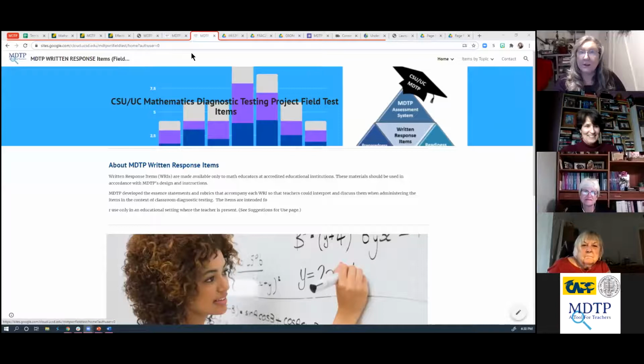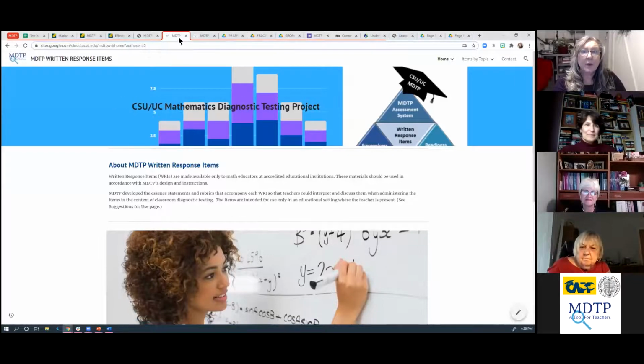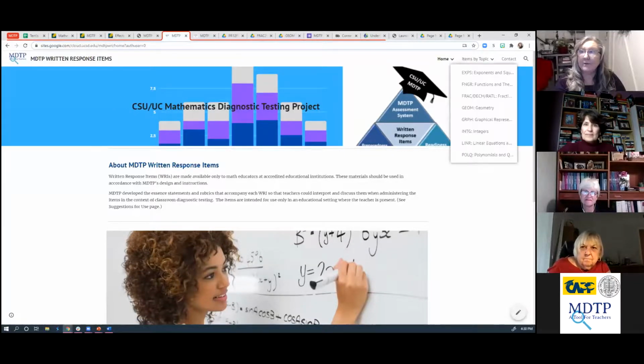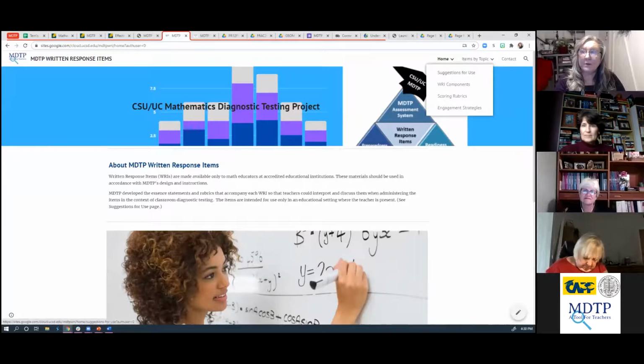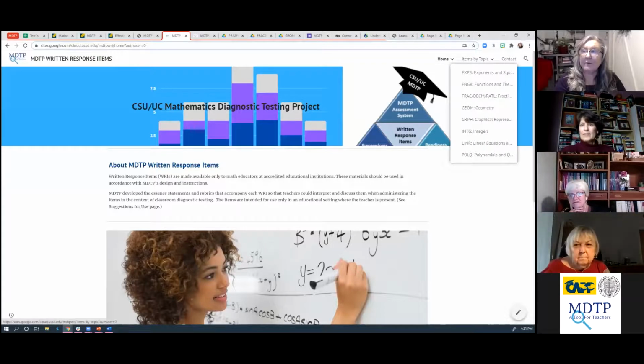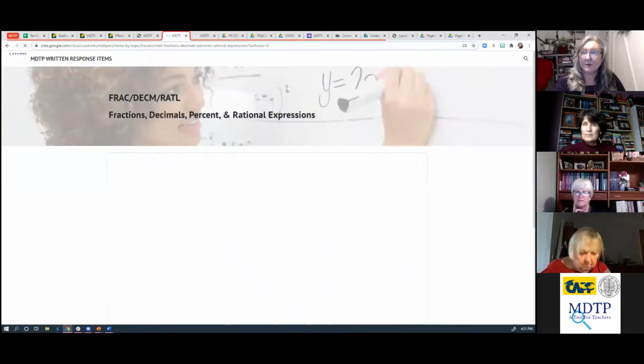That's correct. So on the regular one, you'll notice that you have your home, and then you have this drop-down menu that allows us to do some suggestions for use, written response components, how they might all look, along with our scoring rubrics, as well as our engagement strategies. And then over here, items by topic. And if you just drop down, there's the fractions.